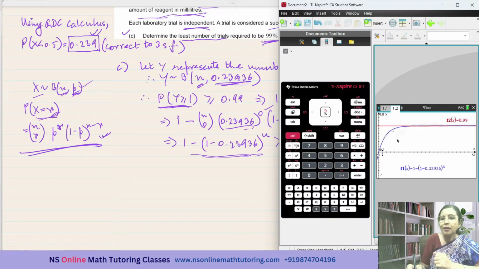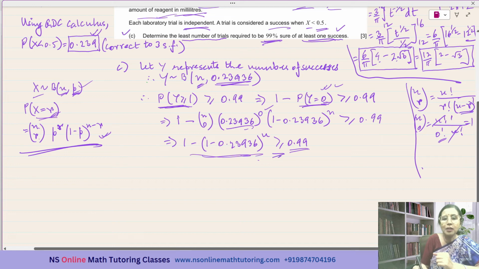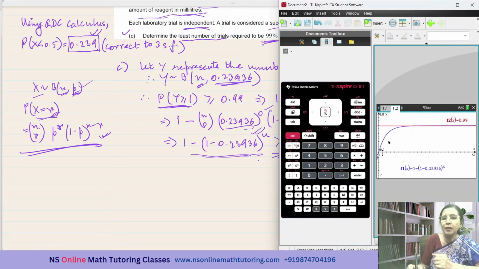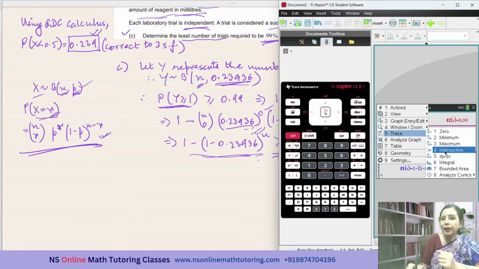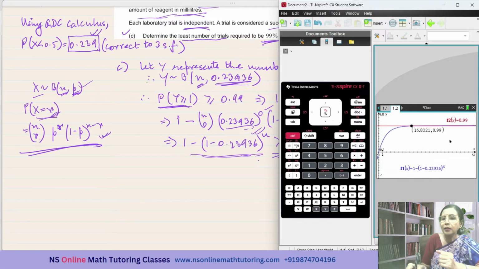So we are seeing this is the graph, the blue colored one, and this red colored horizontal line. Initially the blue one is below the red one, because this should be greater than, therefore this blue colored graph should be above the red horizontal line. So over here initially the blue one is below the red one, so we have to find the point of intersection. So analyze graph and intersection.